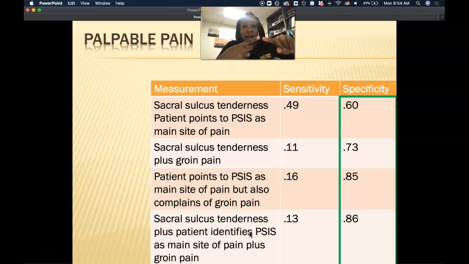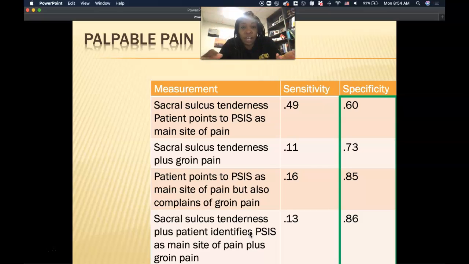But then as we move into the objective section, the three common areas that I'm going to palpate based on this slide: I'm going to palpate the sacral sulcus, right? I'm going to palpate the PSIS, which is right next to the SI joint. And I'm going to actually palpate the groin as well. And your patient may go, why in the heck are you palpating my groin? My SI joint's way back here.